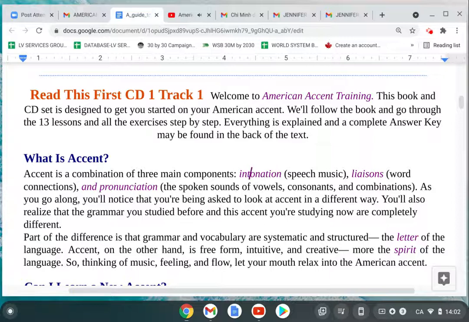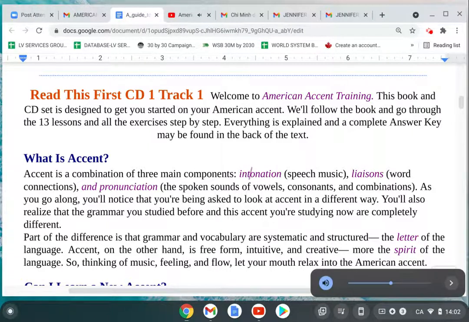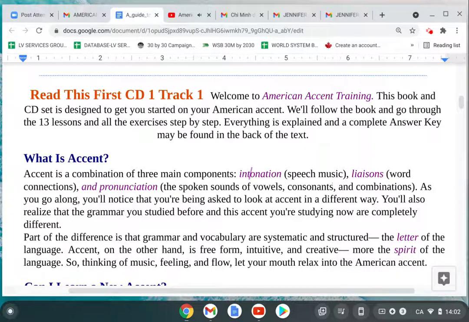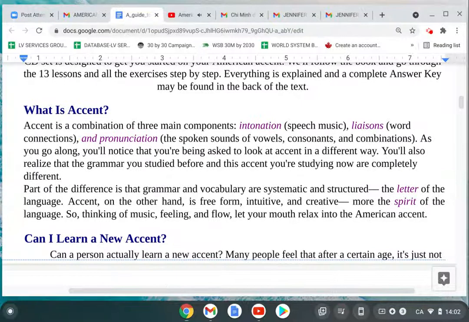As you go along, you'll notice that you're being asked to look at accent in a different way. You'll also realize that the grammar you studied before and this accent you're studying now are completely different. Part of the difference is that grammar and vocabulary are systematic and structured, the letter of the language. Accent, on the other hand, is free-form, intuitive, and creative, more the spirit of the language. So, thinking of music, feeling, and flow, let your mouth relax into the American accent.